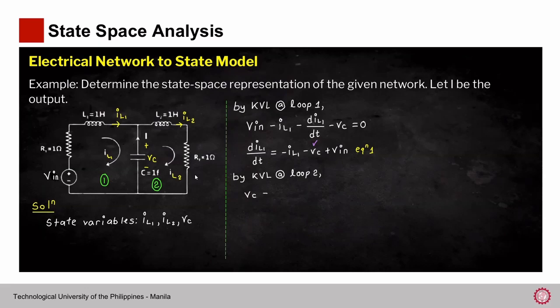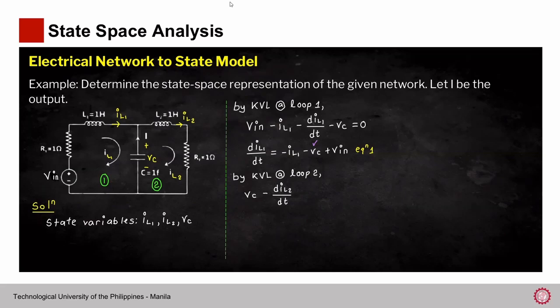The voltage across the inductor is L dI over dt, but L is 1. So this is nothing but dIL2 upon dt. Kasi current natin, di ba, is IL2. Okay, guys. And then dadaan siya sa resistor, guys.